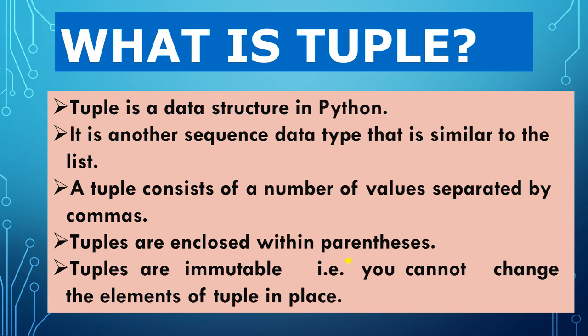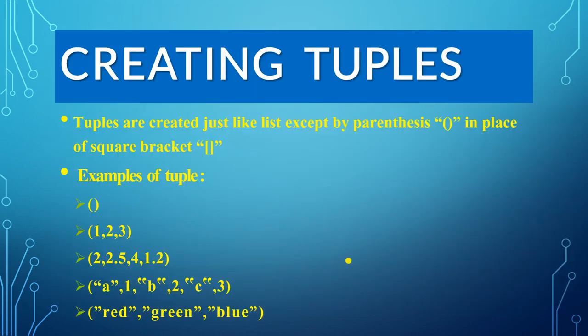Now a tuple consists of a number of values separated by commas. Tuples are enclosed within parentheses. One more thing that is very important is that tuples are immutable. That is, you cannot change the elements of a tuple in place.